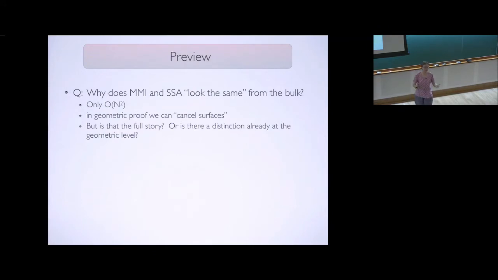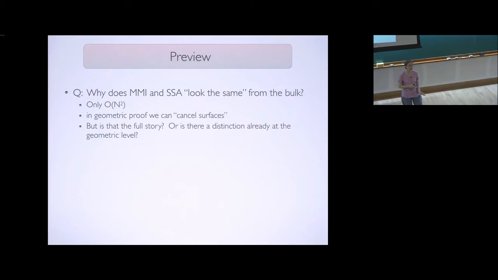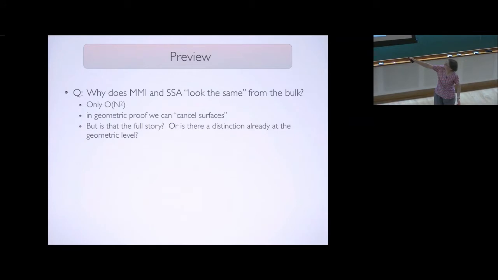Okay, so the preview is, I asked this question, why do these look the same? In fact, they look the same only at the leading large N description. If you take subleading corrections, you do see a difference between them. Just to say why they're identical at this leading order, we'll see this in a moment. The essential feature is that you cancel surfaces. Okay, this will sound very obscure until the next few slides where I explain what I mean. But what one wants to see is whether there's a distinction already, even at this leading order in N, at the pure geometrical level, even though in the canonical geometrization they do look the same.